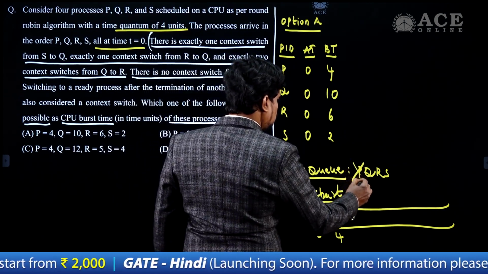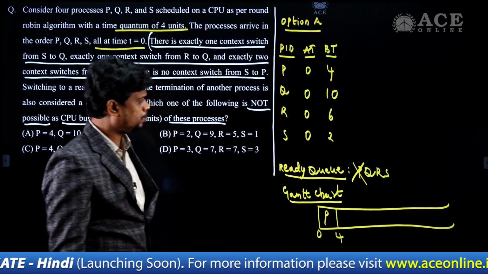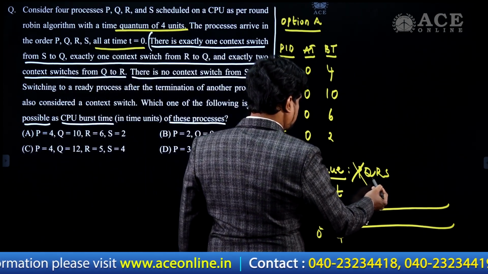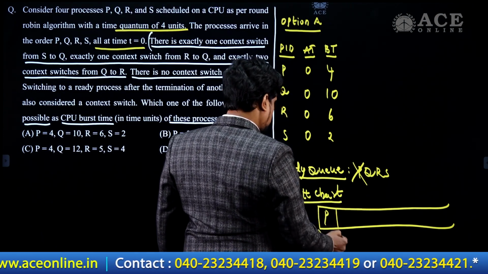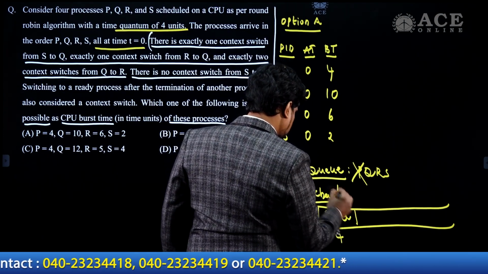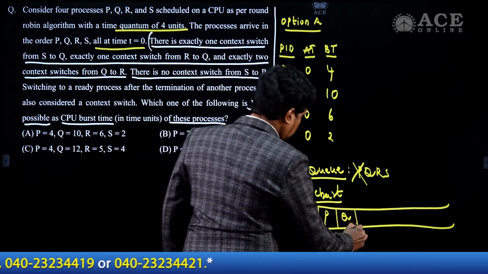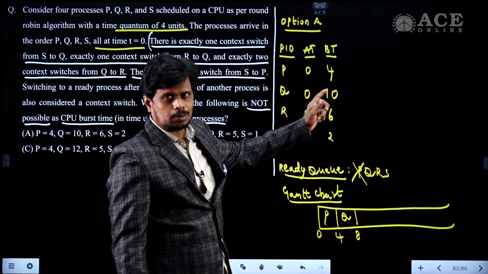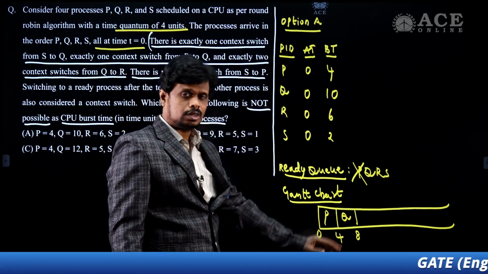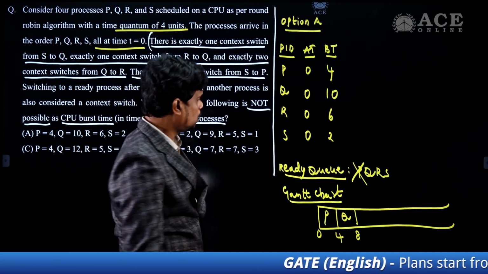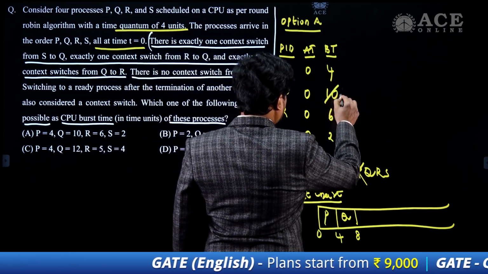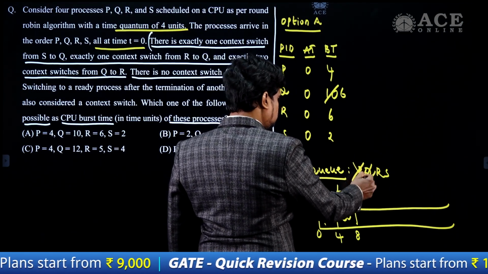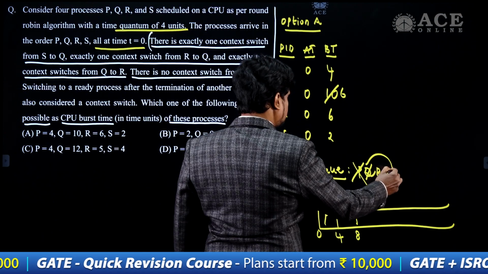So P is finished, no need of adding P back to the ready queue. Then among the processes in the ready queue, Q is the first process, so we hand it over to the CPU. It will be executed till 8. What is the burst time of Q? 10. Out of 10, 4 is executed here, so it still has 6. This means Q is not yet finished, so it is added back to the ready queue.